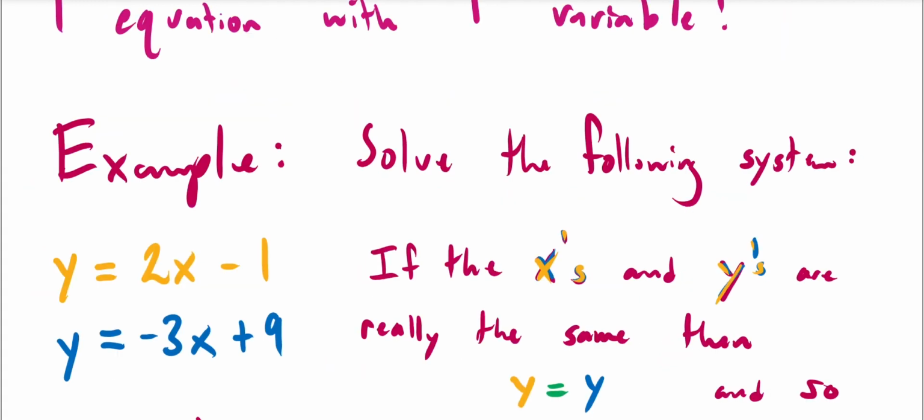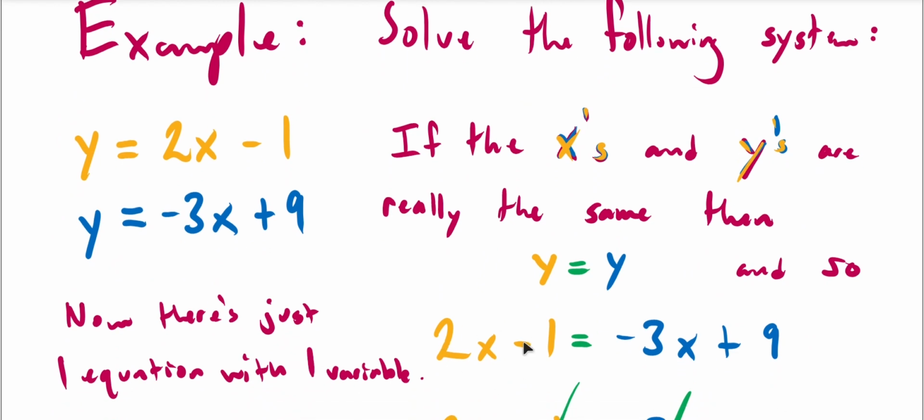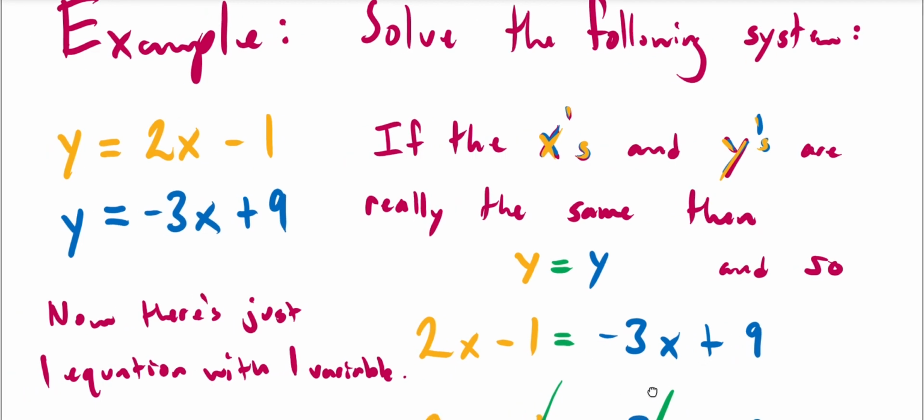Let's look at an example in the following system of equations. y equals 2x minus 1 and y equals negative 3x plus 9. Now, they really are two very separate rules, two separate lines, a yellow one and a blue one. But if we're going to find where they intersect, at that point, the y's and the x's will be the same. And if they really are the same, then these two y's should be equal to each other. And if that's true, then I can replace each y with its rule. This is substitution.